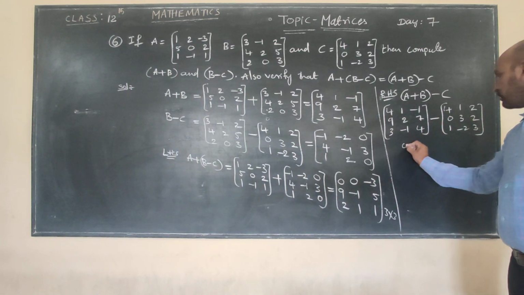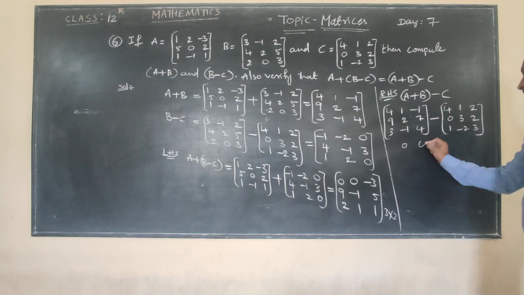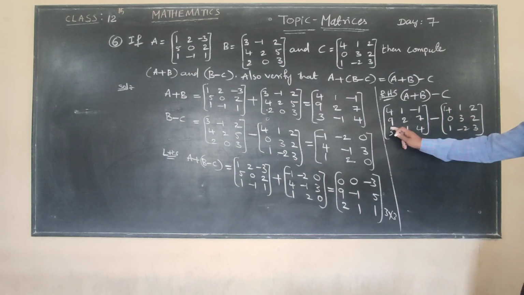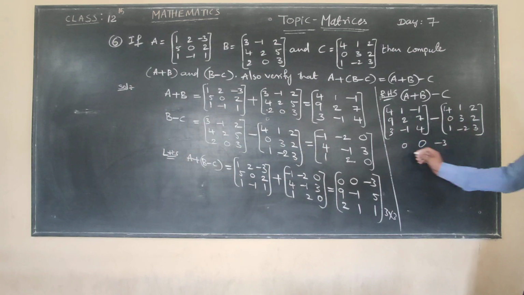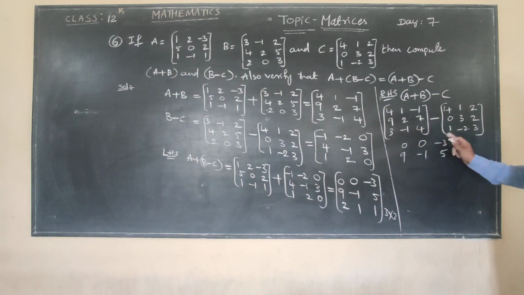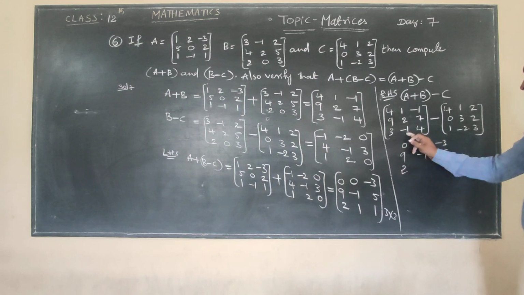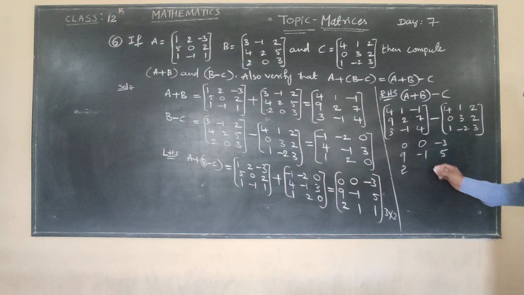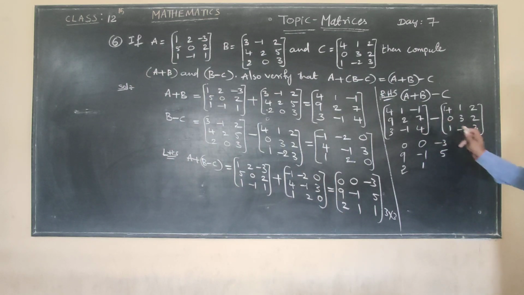4 minus 4, 0. 1 minus 1, 0. Minus 1 minus 2, which is equal to minus 3. Second row elements, 9 minus 0, this is equal to 9. 2 minus 3, that is minus 1. 7 minus 2, which is equal to 5. 3 minus 1, which is equal to 2. Minus 1 minus 2, minus 2, minus into minus plus, minus 1 plus 2, that is 1. 4 minus 3, which is equal to 1.